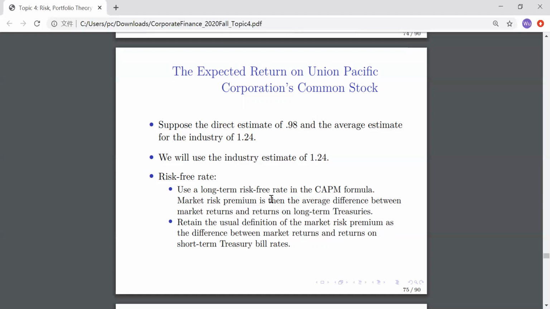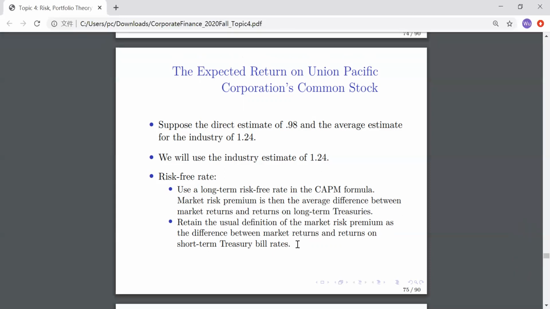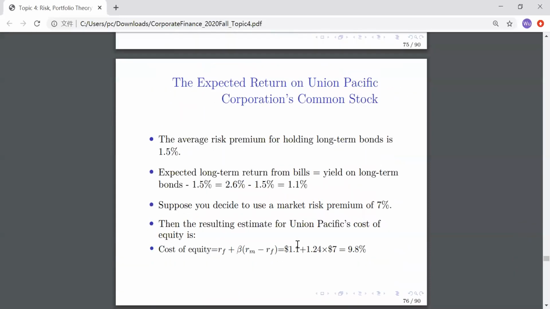The second way is that we can retain the usual definition of the market risk premium as the difference between market returns and the returns on short-term Treasury bills. So that's why the CAPM model is a short-term model. Now, for example, suppose that the average risk premium for holding long-term bonds is 1.5. That is basically the return you can get by holding long-term bonds minus the return you can get by holding short-term Treasury bills. In that case, the expected long-term return from bills will be equal to the yield on long-term bonds minus the risk premium, which is 1.1%.